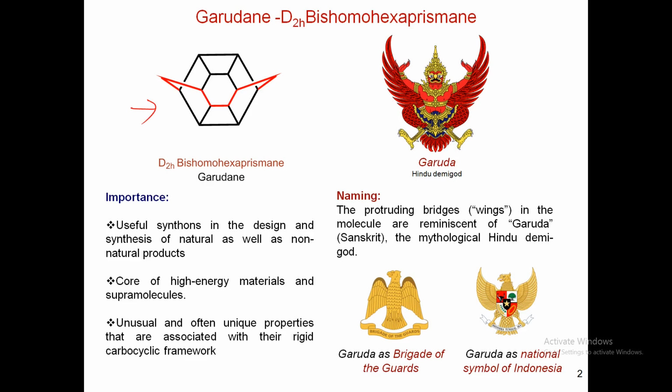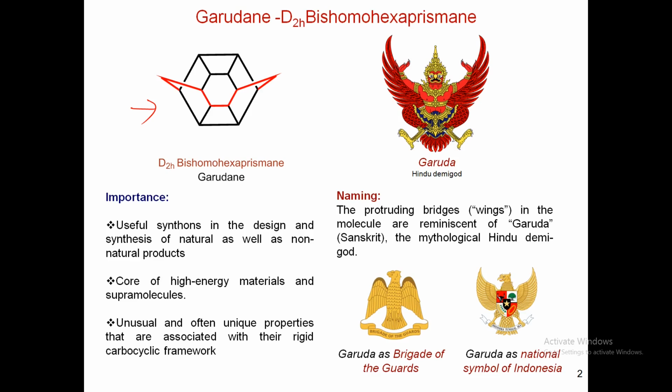Although it has no biologically active properties as such, the synthesis of this kind of molecule is very tricky and very interesting also, because you can see the formula for this particular molecule is C52H, and this is a homohexaprismane type of molecule. For its importance, this can be useful as a synthon in the design of synthesis.